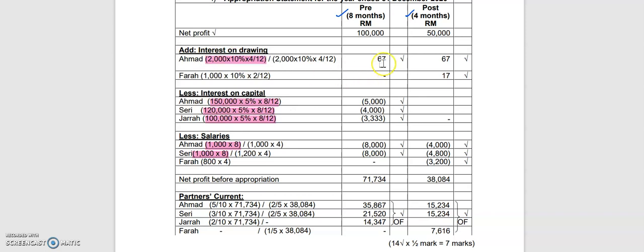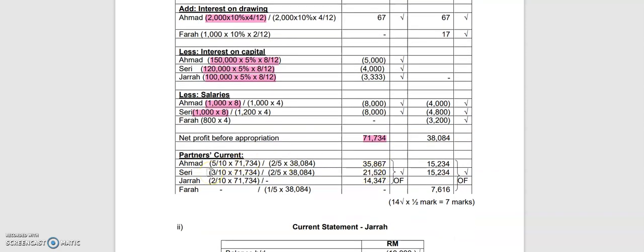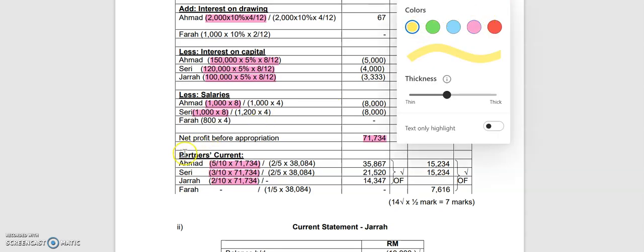That's how you differentiate. So at the end, you will have a profit of 71,734 for the pre-period. And you will divide it among the partners who are still in the partnership for the pre-period. Who are they? Ahmad, Seri, and Jarrah, based on their own profit share ratio. And don't forget, this amount will be transferred to where? Partner's current statement.